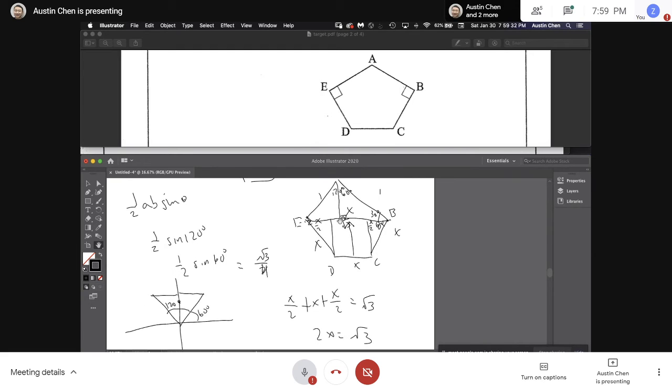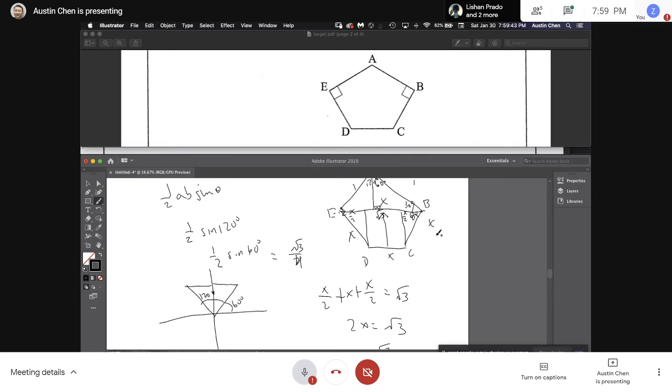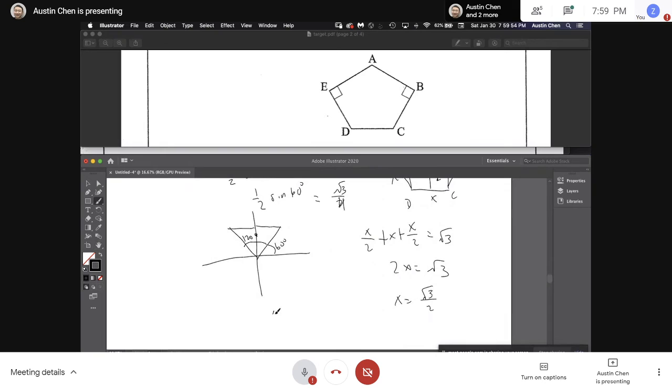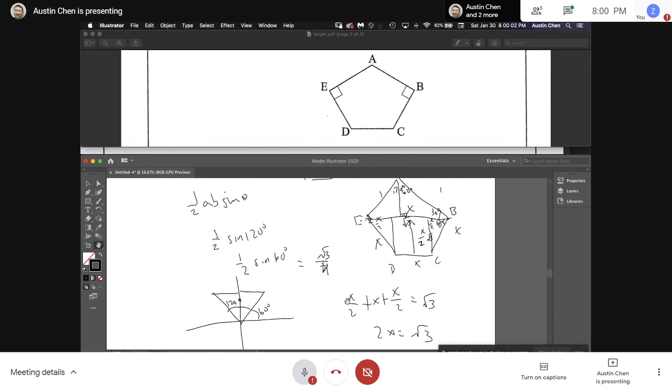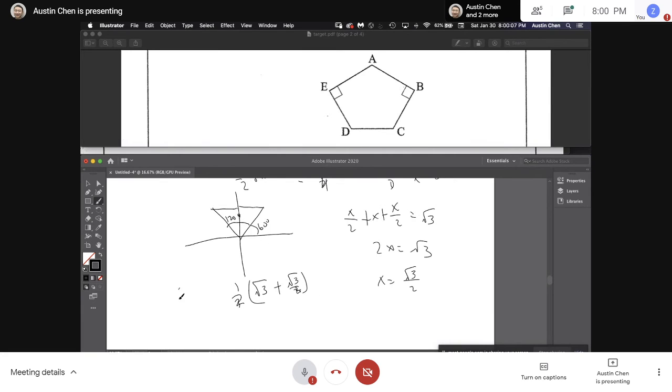One way you can do it is by looking at the trapezoid. Right, we had EB parallel to DC. So you just use those as the bases, and the height is just going to be x over 2 times root 3. Again, from the 30, 60, 90 right here. So then our area is going to be 1/2 of root 3 plus root 3 over 2, because those are our bases, times our height. Our height is x over 2 times root 3, and x over 2 times root 3 is just going to be 3 over 4.